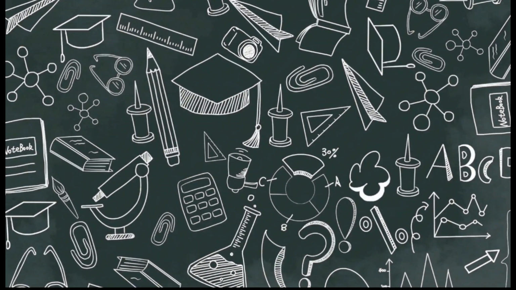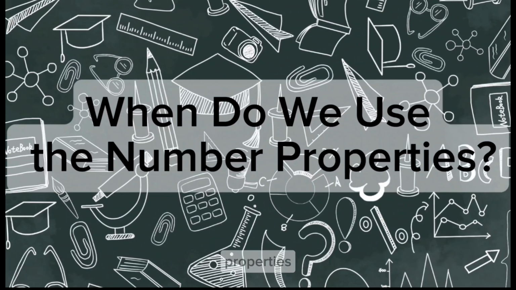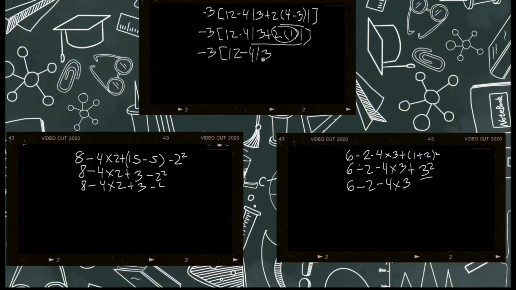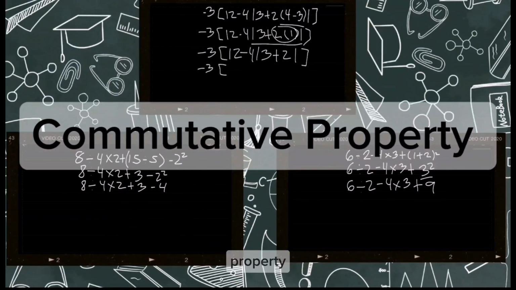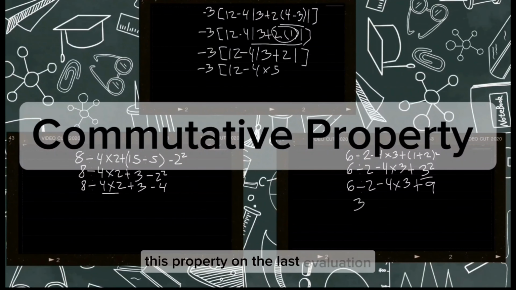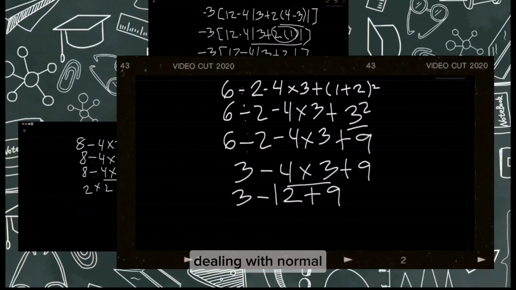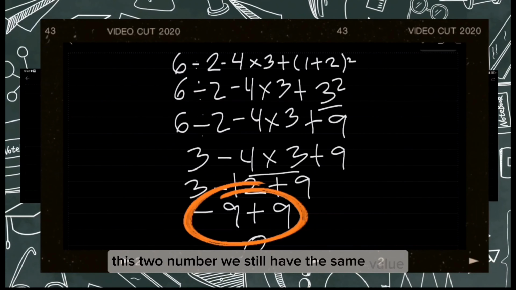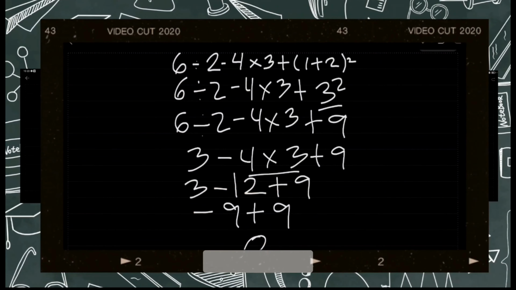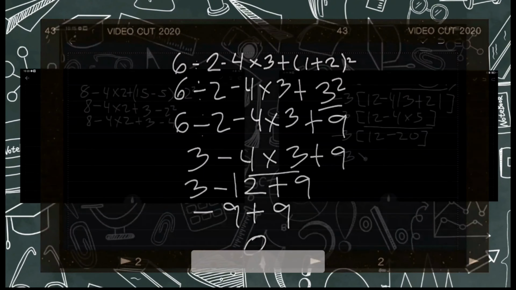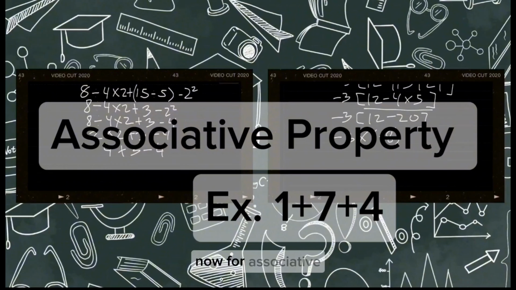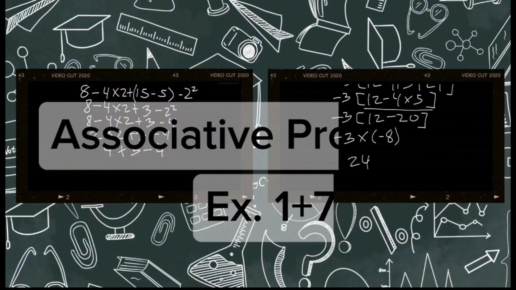So, question: when do we use the number properties? As you can notice in the solving process, we already used the number properties in solving each of the numerical expressions. For the commutative property, we always get this property on the last evaluation or just when dealing with a normal expression. Here, if we switch the places of these two numbers, we still have the same value. But again, it is only true for addition and multiplication. Now, the associative property only appears when the same symbol is present, but it is only true for addition and multiplication.